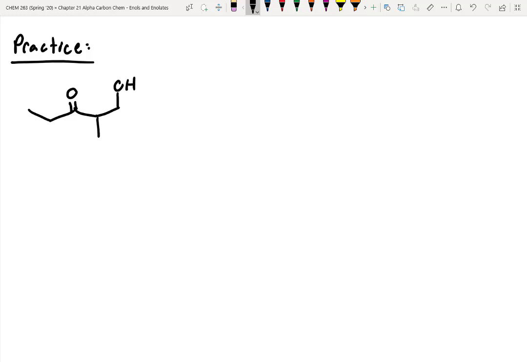So if I look over here, I can immediately see that I've got my alpha position next to my carbonyl, and I've got my beta position right here. You might be saying, well, there's also an alpha position right here, but we can tell that that's probably not the alpha position that's doing any reactivity. We want to focus primarily on that alpha beta hydroxy combo, right?